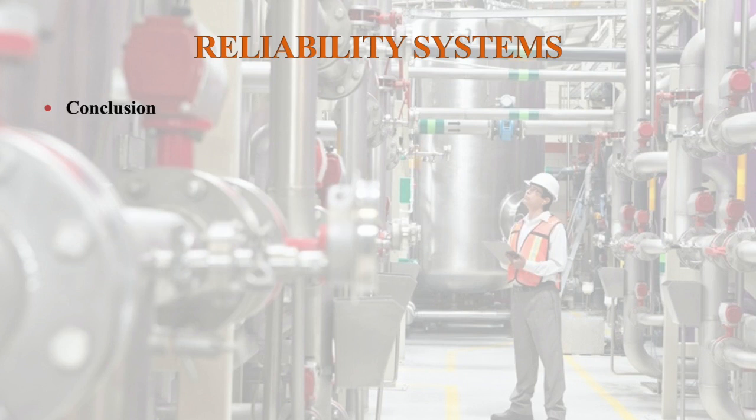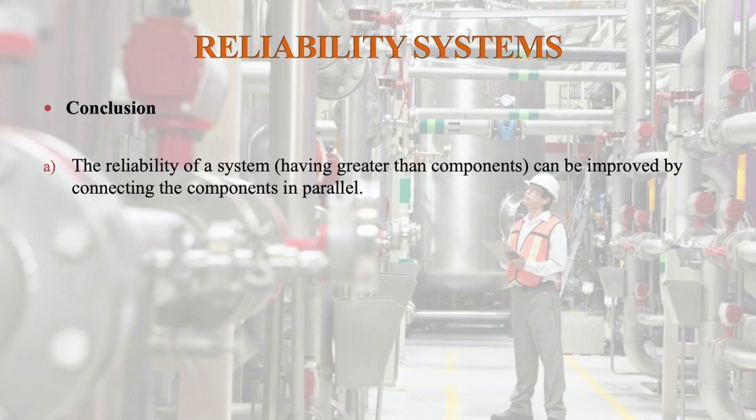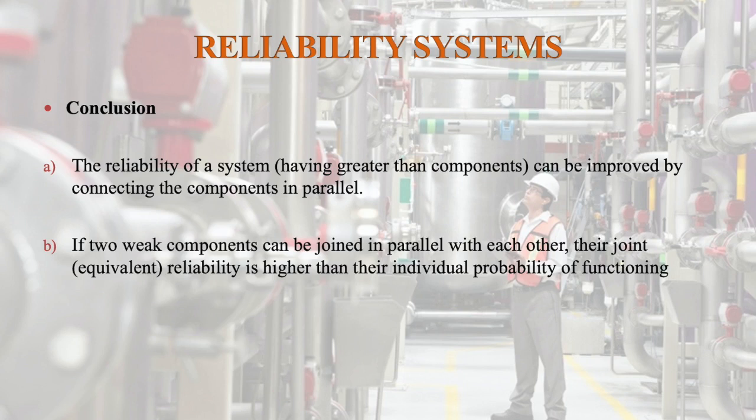Then what are the conclusions? The reliability of the system can be improved by connecting the components in parallel. If two weak components are joined in parallel with each other, their joint equivalent reliability is higher than their individual probability of functioning.